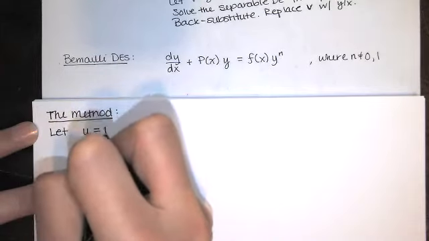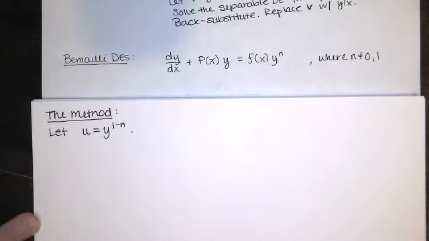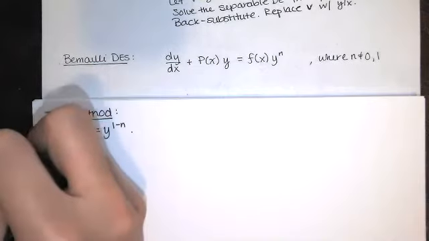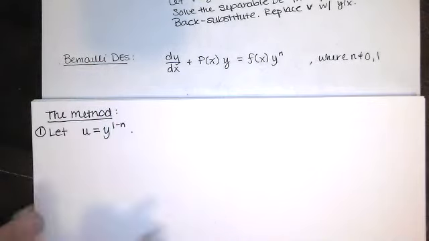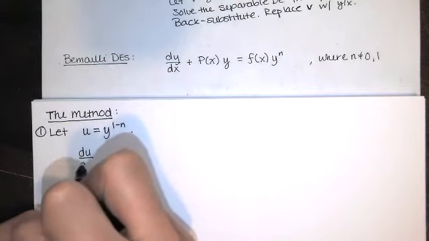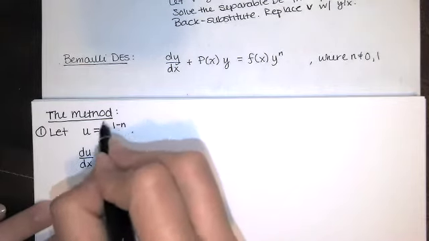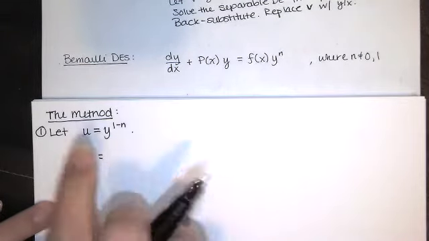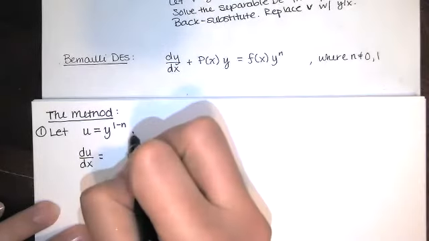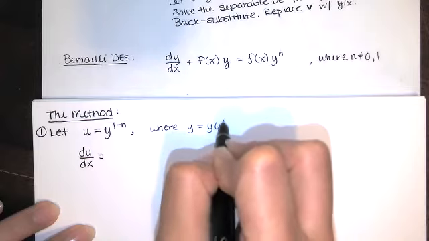Let's let u equal y to the 1 minus n power. That's going to be our substitution. Then if that's true, the derivative of u with respect to x is the derivative of this with respect to y, because we're treating y as a function of x. Let's write that in here, where y is a function of x.